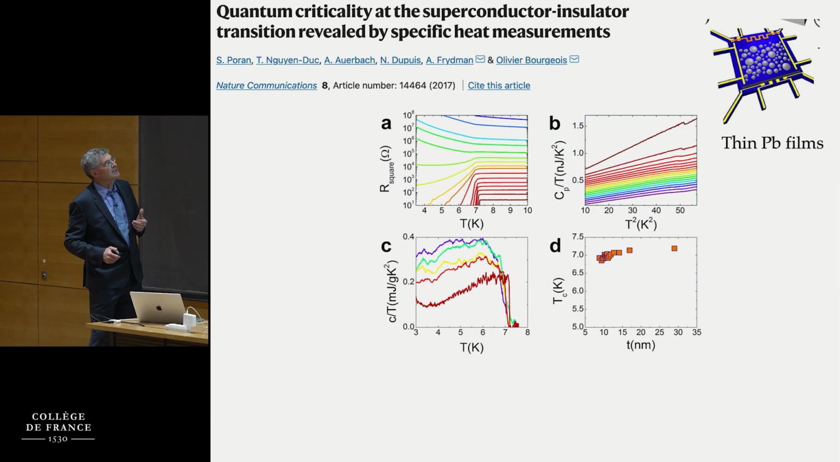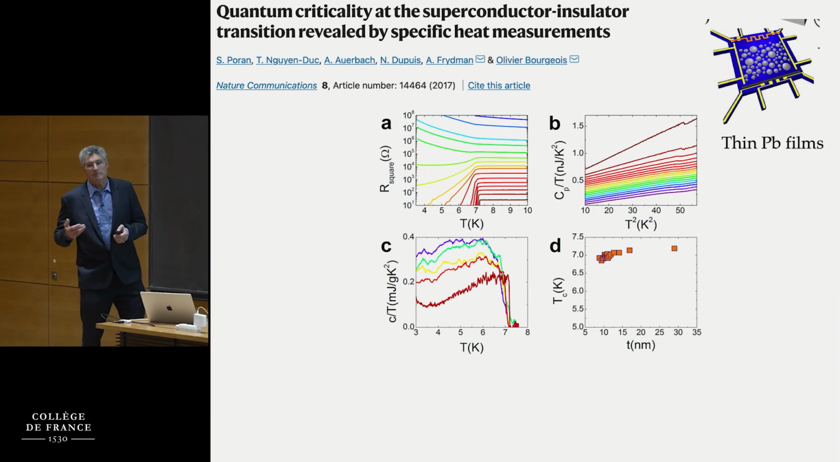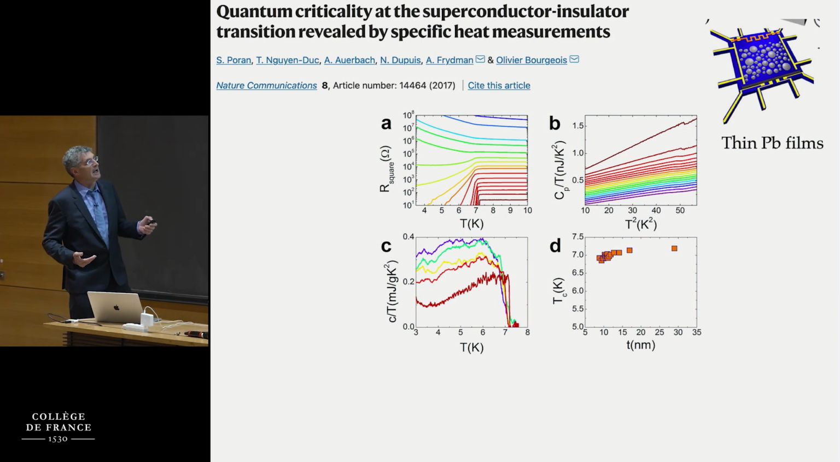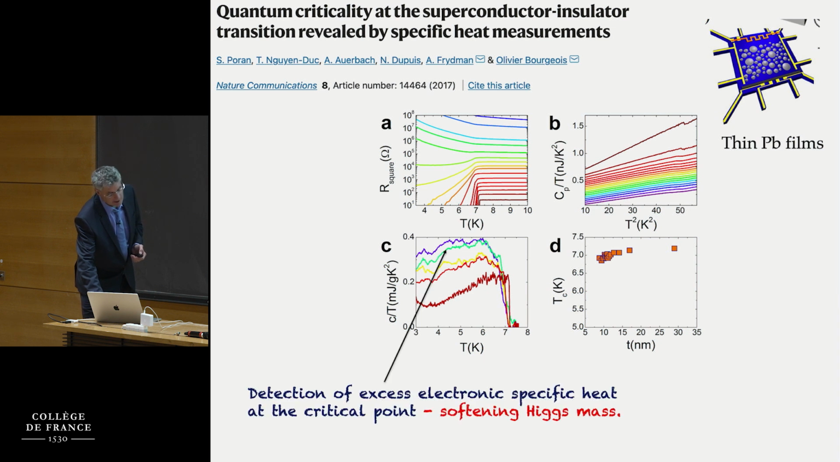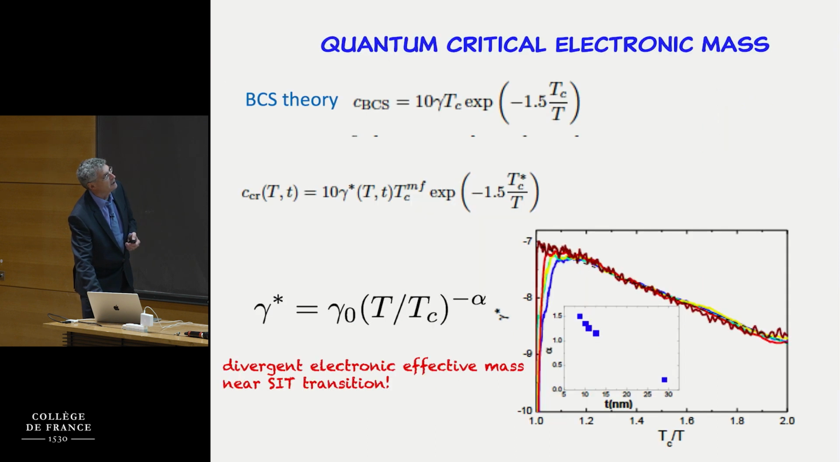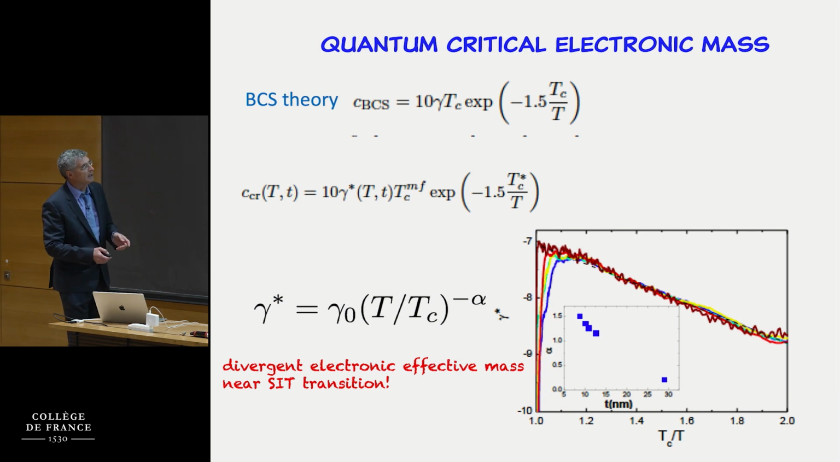But here you get an enhanced heat capacity, and we say that this capacity is enhanced because of the underlying order parameter that is becoming critical. That's the softening of the Higgs mass that will give you a large contribution to the heat capacity. So this was a scaling analysis.